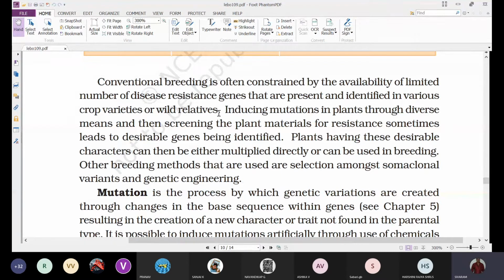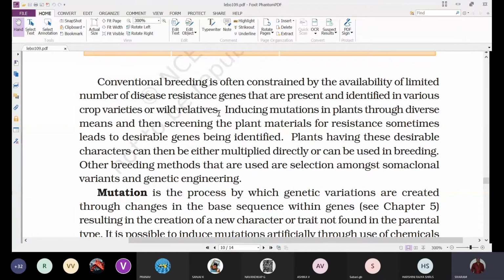So either we can multiply directly if it is showing disease resistance and also high yield, and we can get a large number of plants. Otherwise, if only disease resistance is showing but not high yield, then we can undergo a breeding program, conventional breeding, by crossing with a high yielding variety, and introduce that disease resistance. That is why plants having these desirable characters can be either multiplied directly or used in breeding.